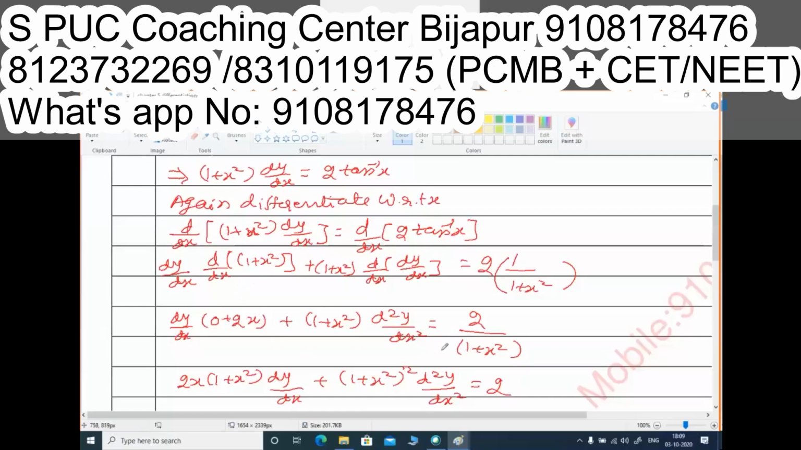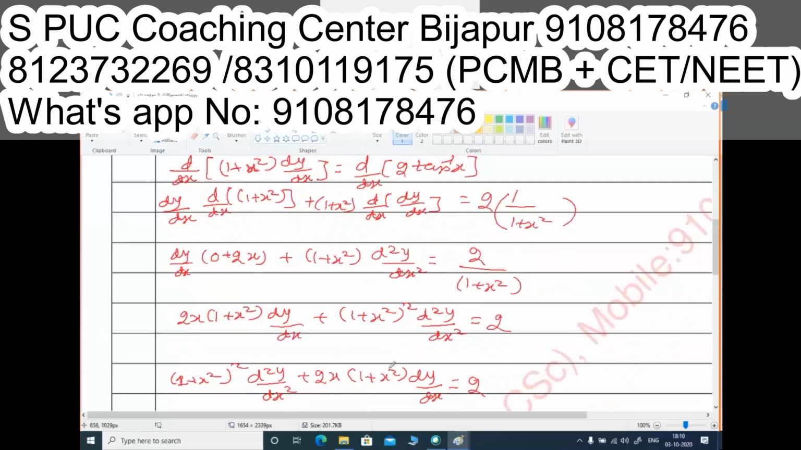Thereafter you multiply on this side by 1 plus x square, then you are going to get 2x. Here next is (1 plus x square) divided by dx. Here this is 1 plus x square into 1 plus x square, that is bracket square. I am going to write here d square y by dx square, which is equals to 2. Just higher order first, I am going to write here (1 plus x square) bracket square d square y by dx square plus 2x (1 plus x square) into dy by dx, which is equals to 2.